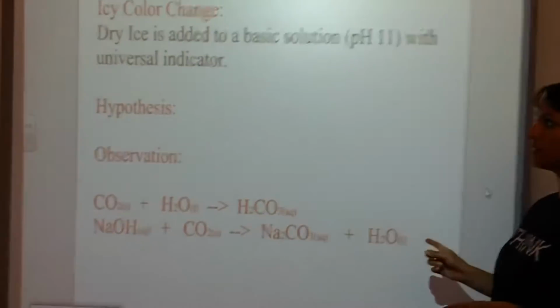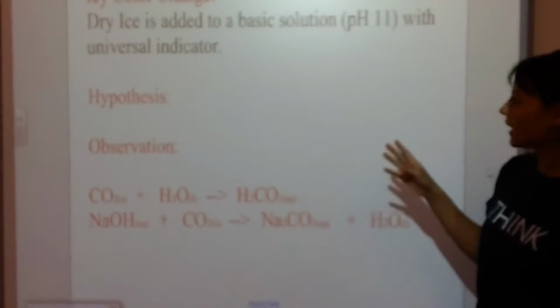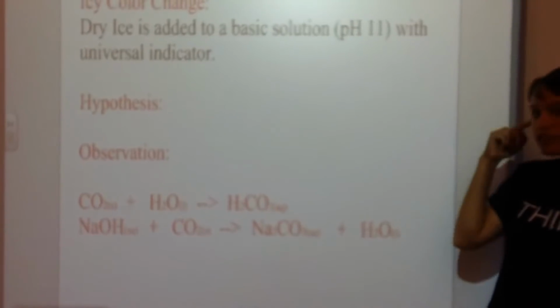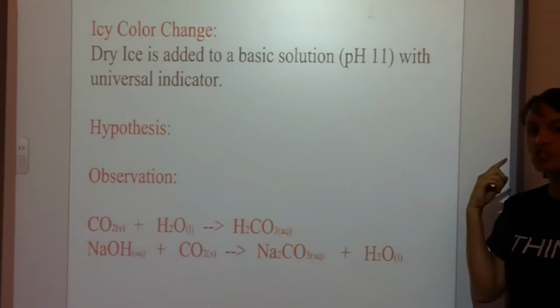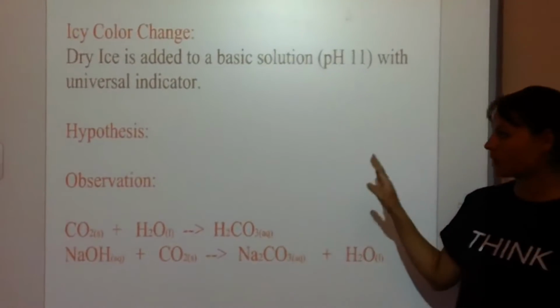So this new one is icy color change, and what we're going to do is add dry ice to a basic solution that has a pH of 11. So if you can remember, if that's an acid or a base, should trigger that it's a base for you. So this is our universal indicator that we're going to use.